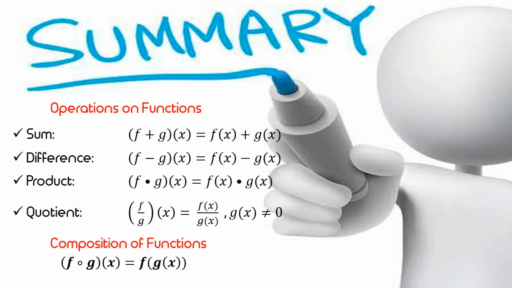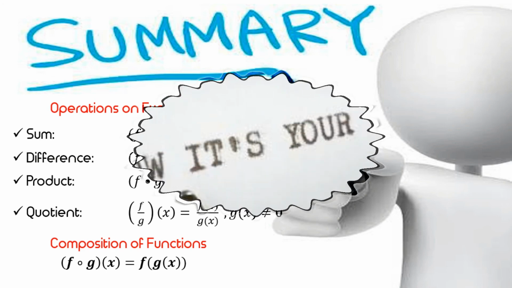And to complete the discussion, the composition of function which is defined as f of g of x is equal to f of g of x, where g of x is the domain of the function f.